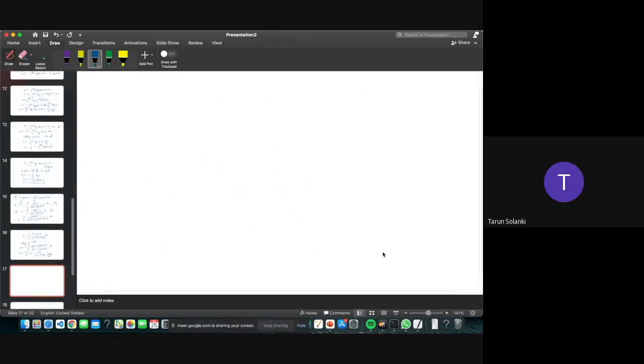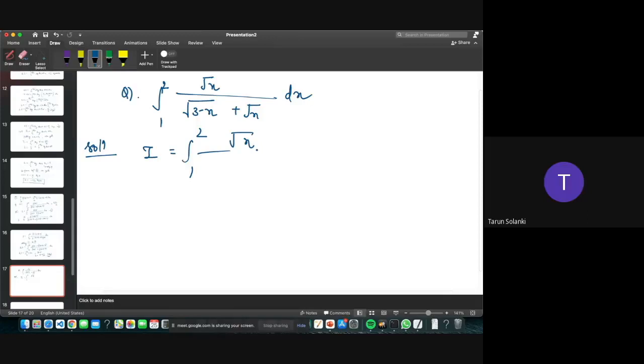Okay, so we are taking one more example. We have to evaluate the integral from 1 to 2 of root x divided by root 3 minus x plus root x, dx. So solution: I is equal to the integral from 1 to 2 of root x divided by root 3 minus x plus root x, dx.